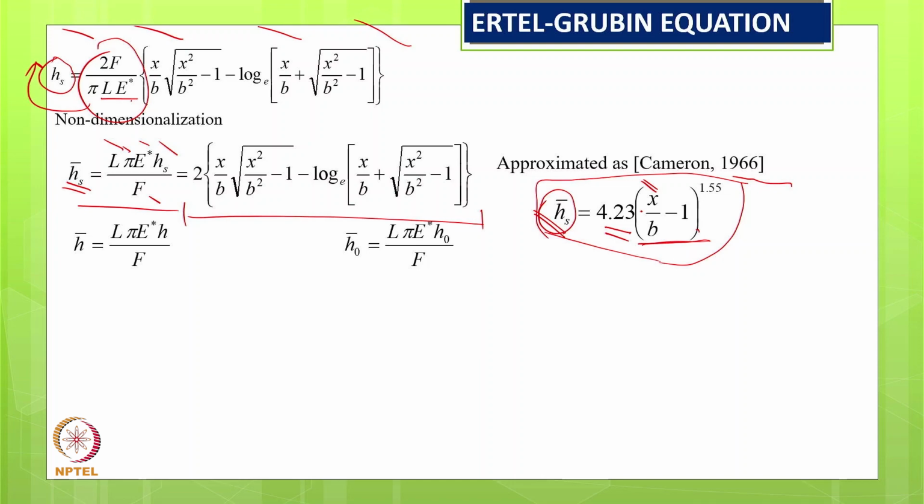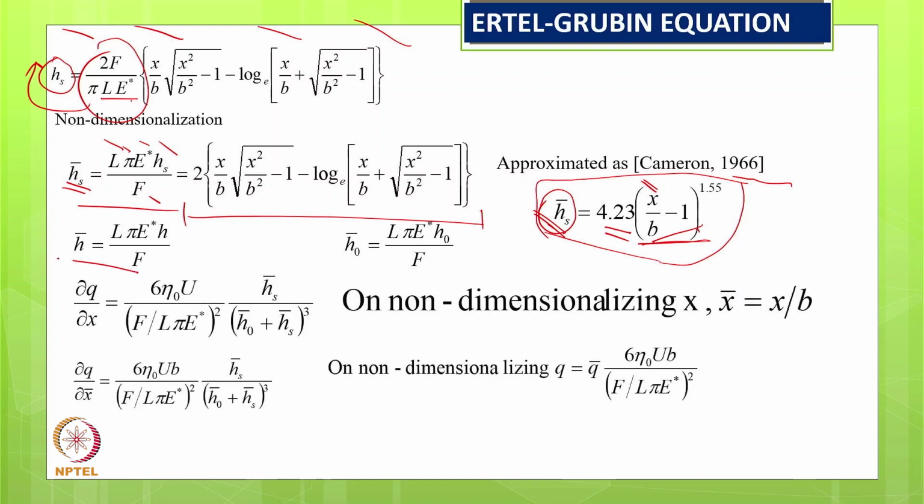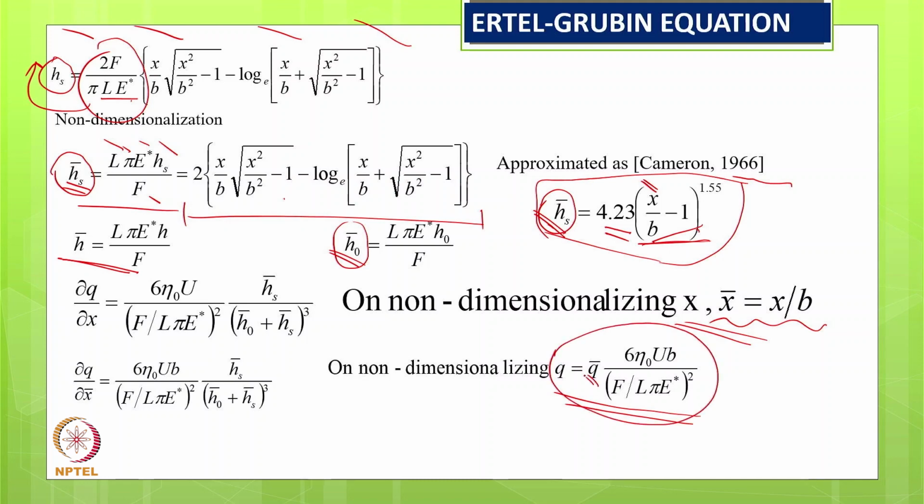So x has to be greater than b, and this whole term needs to be positive, and hs can be given in this form. This is what Cameron derived, and he used the normalization method for the film thickness. So hs is outside the Hertzian contact, h0 is the Hertzian contact, and then we simplify using this relation, and of course again he has done the normalization of the x value also, divided by b.